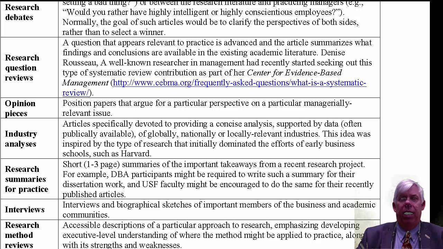The next category of MBR submission is the research question review. The idea of a research question review is that you take a question of interest to practice, and I'm calling them research questions here, but really we could also describe them as business problems. And you are looking at the literature to try and determine what the key findings relating to this business problem or research question is.